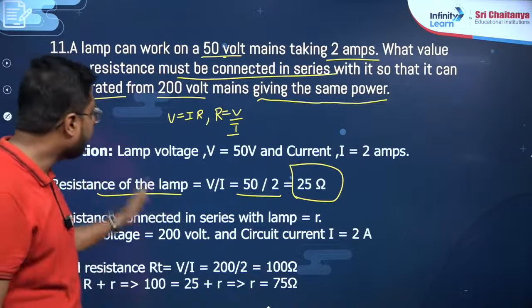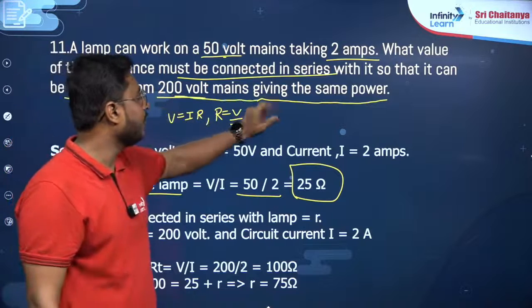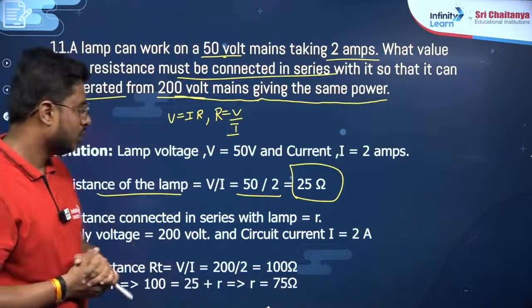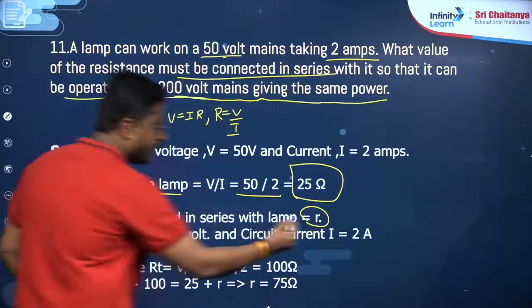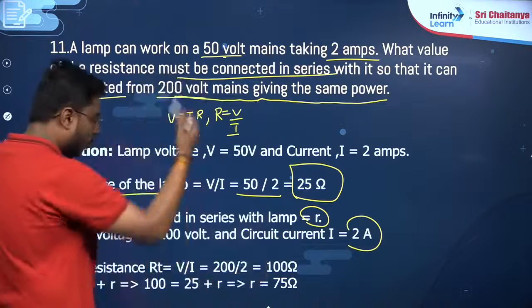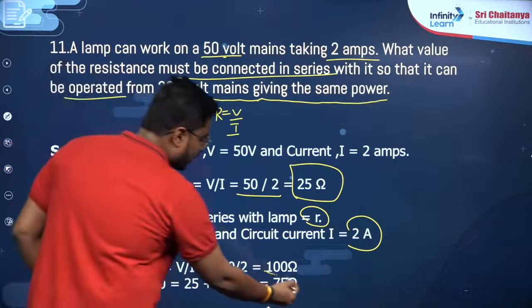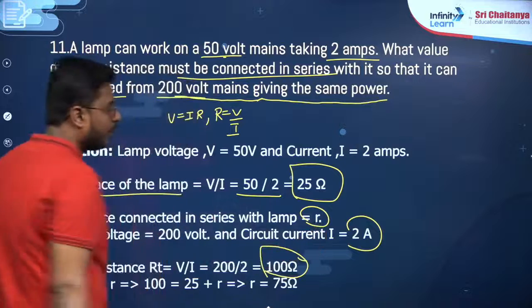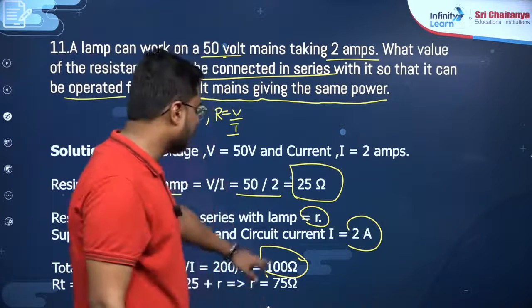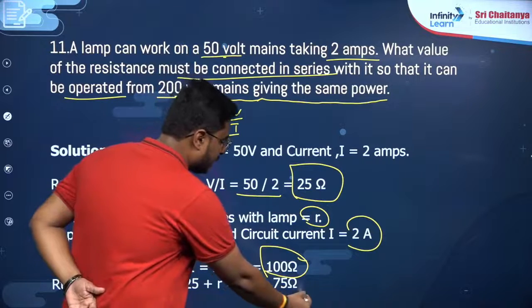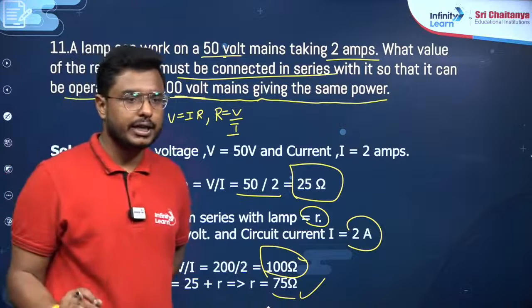Now what thing is getting changed here, it should be operated from 200 volt mains giving the same power. So now let's say our resistance we added here, the current is going to be the same 2 ampere, voltage is also going to be same 200. So 200 by 2, the resistance required here is 100 ohm, but initially it is 25 ohm. So what resistance you must add? Definitely 100 minus 25, that means 75 ohm. Easy? Very easy question it is.